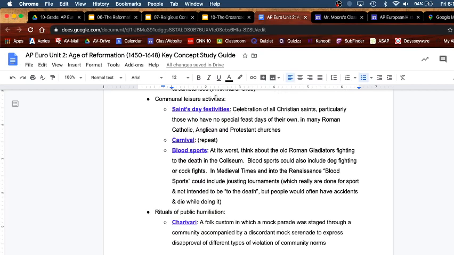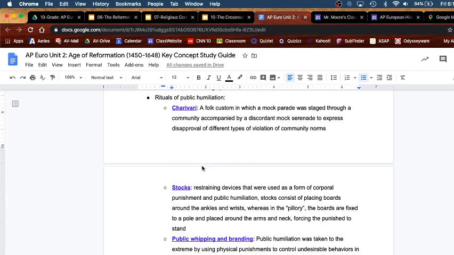Also, one of the communal leisure activities of the time were blood sports. If you're thinking of something like karate, no, I'm talking about things like jousting tournaments. If you've ever been to a Renaissance fair, at its worst, think about the old Roman gladiators fighting to the death in the Colosseum. That's a blood sport. But we're not talking about the Romans. We're talking about the end of medieval times and into the Renaissance. In that time, blood sports could include jousting tournaments, which really are done for sport and not intended to be to the death, but people often would have accidents and die while doing it. It's not meant to be to the death, but they do get pretty intense, and it's a way for soldiers to continue to train.